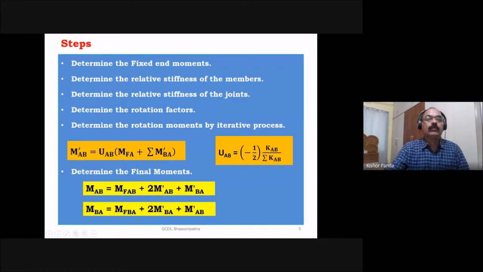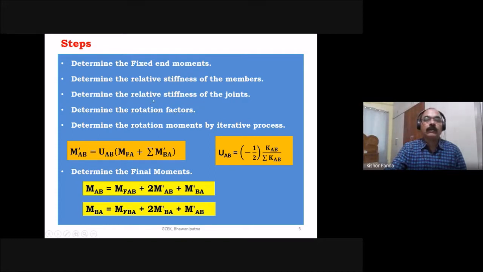These are the steps you know already. The first step is to find out the fixed end moments. The second step is to find out the relative stiffness of the members, then the relative stiffness of the joints, then the rotation factors. These three you have to find out in tabular form. Then you can find out the rotation moments by the iterative process.